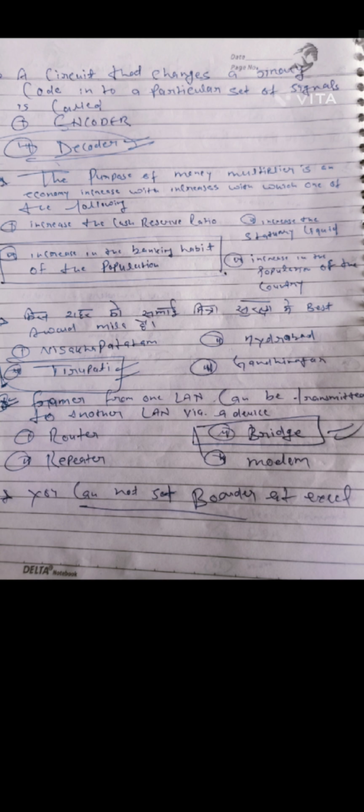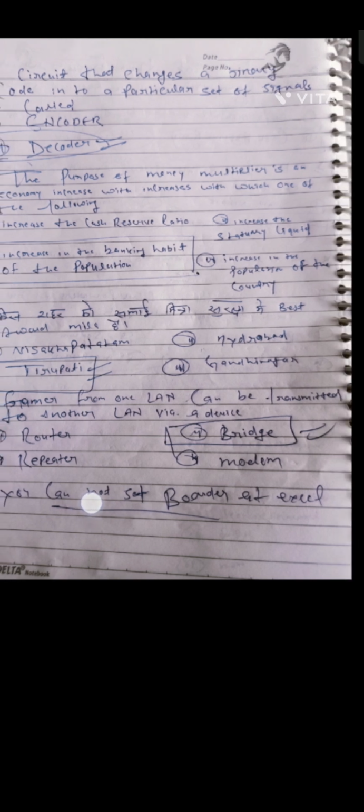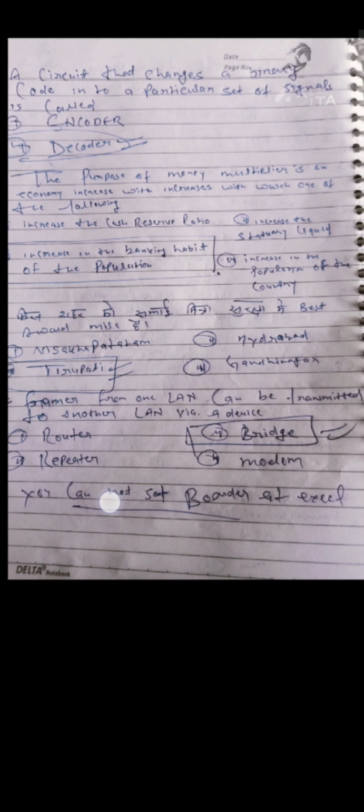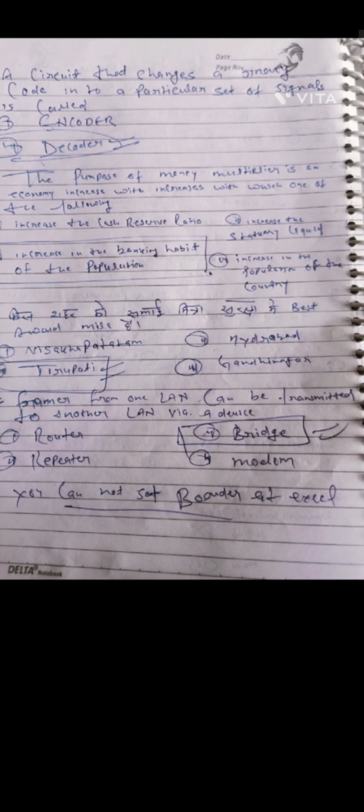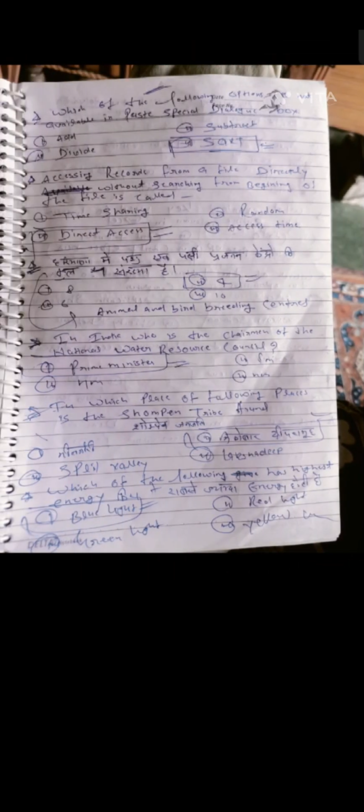Frames from one LAN can be transmitted to another LAN via a device that is called a bridge. तो फ्रैमर जो होता है वो एक लॉन से दूसरी लॉन में ट्रांसमिट हो सकता है वाया डिवाइस दैट इज कॉल्ड ब्रिज.